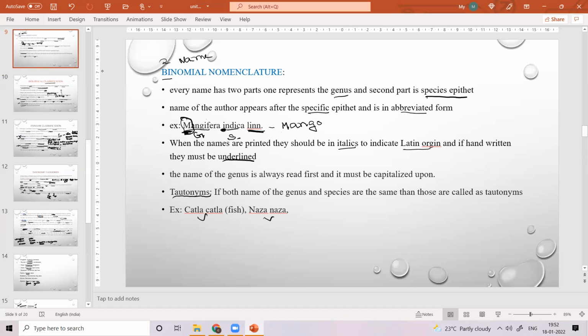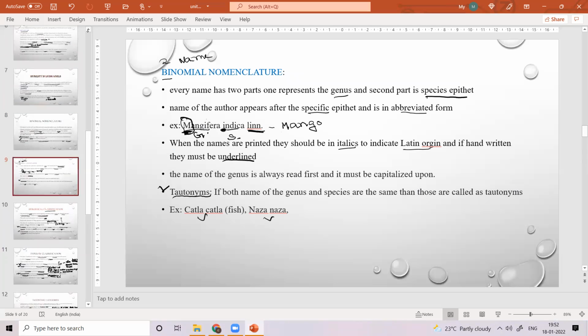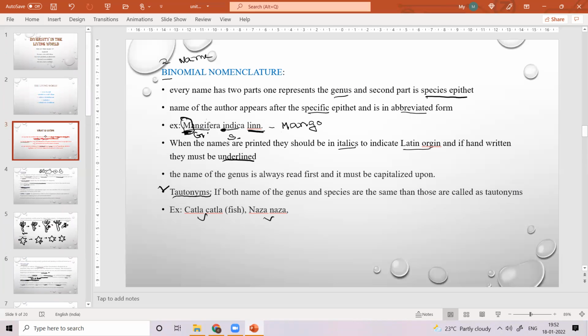And here is the other term called tautonyms. If the species and genus names are the same, then we call them tautonyms. Examples are Katla katla and Naja naja. So that is the other point we covered.